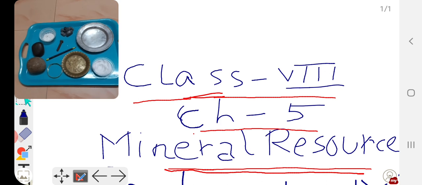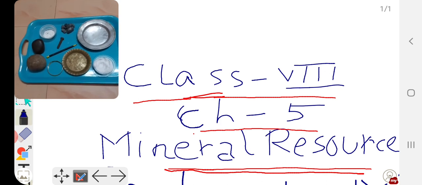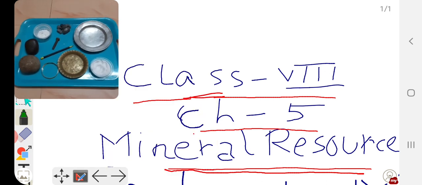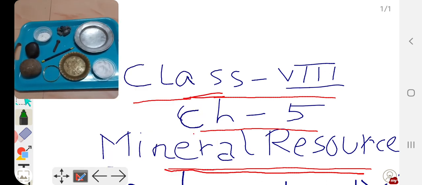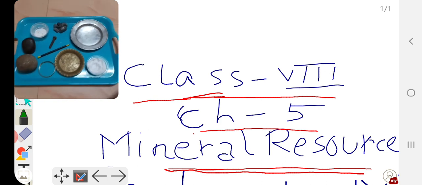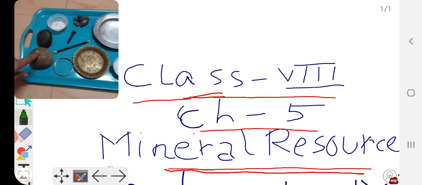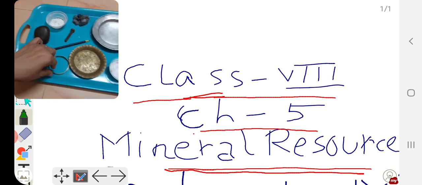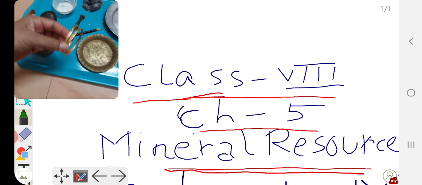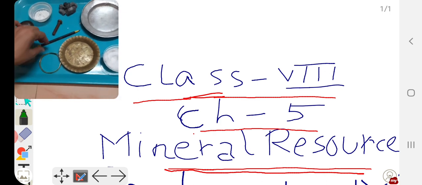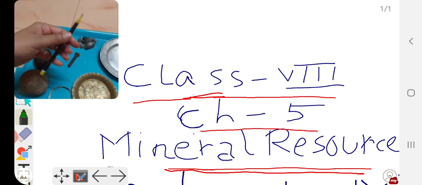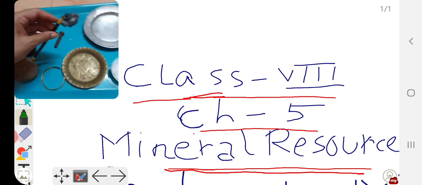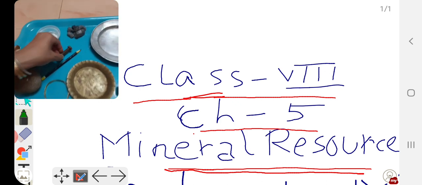Now you all will be thinking what ma'am is focusing on. Here you can see there are various things kept on a tray. These are two rocks. This is a gold bangle. This is a pencil with a sharpened lead. This is a nut.